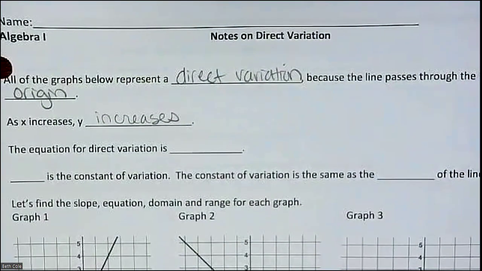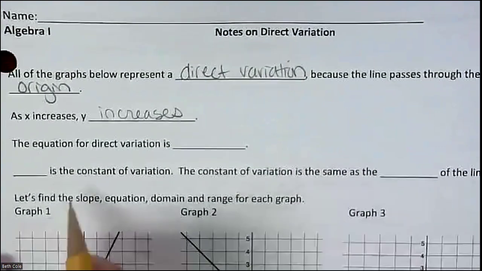So when we eventually get to word problems, an example would be something like this. The more hours you work, the more money you make. Do you see what I'm saying there? Like as one thing goes up, the other thing also goes up. The more hours you use electricity, the higher your bill is. Do you understand what I'm saying here?